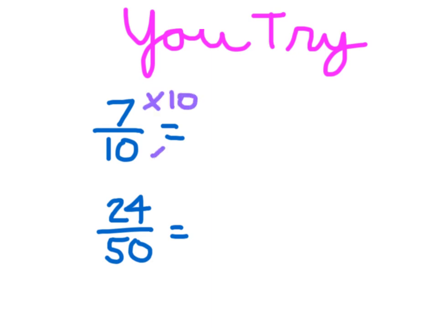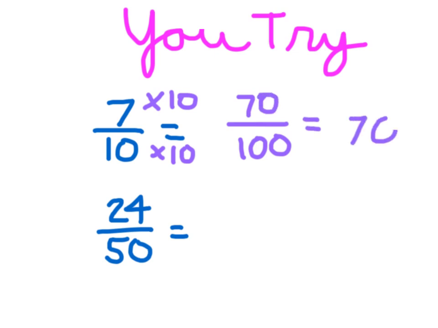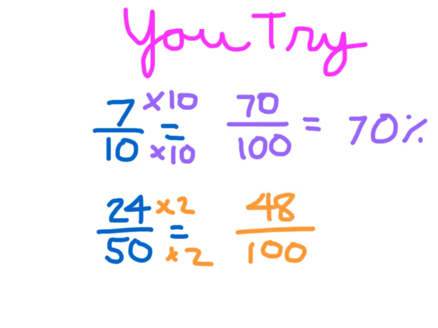Did you write the correct equivalent fraction so that you have hundredths? So you have 70 hundredths. Did you write the correct percent, which would be 70%? For the second one, again, the strategy is to get to 100 in the denominator and do the same thing in the numerator. We get 48 hundredths, which equals 48%.